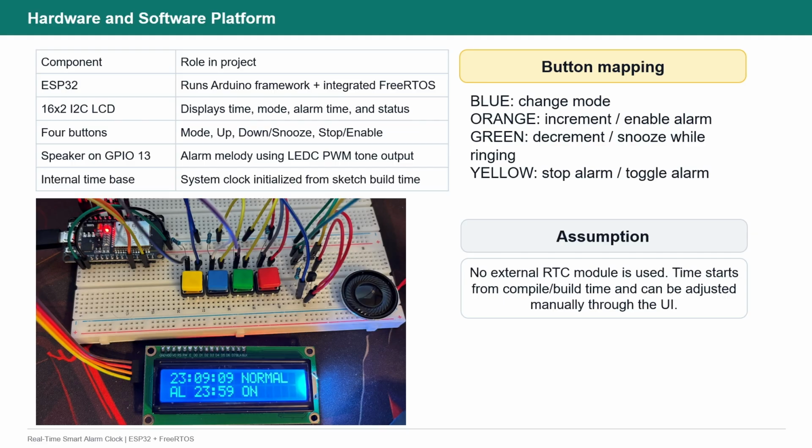The speaker uses the ESP32 LEDC pulse width modulation hardware to generate tones. This is better than manually toggling the pin in software because the pulse width modulation hardware handles the timing. This version does not use any external RTC module. The internal time base starts from the sketch build time, and then it can be manually adjusted through the buttons.